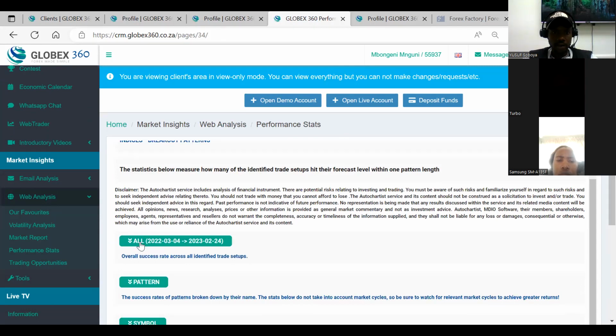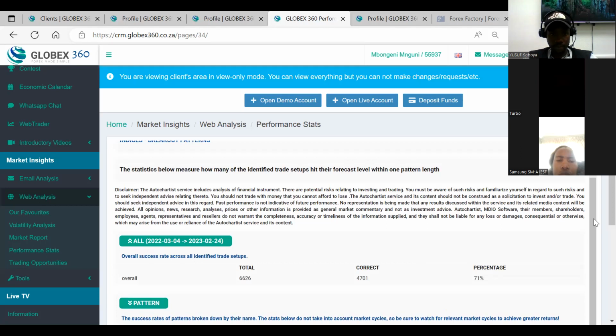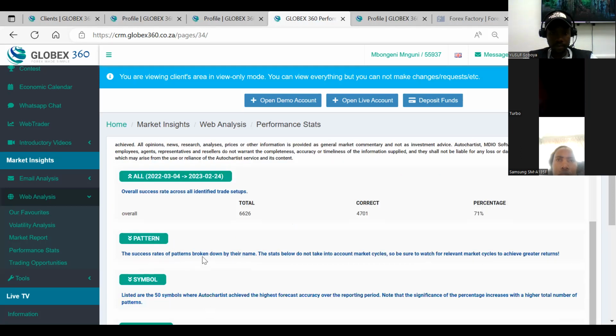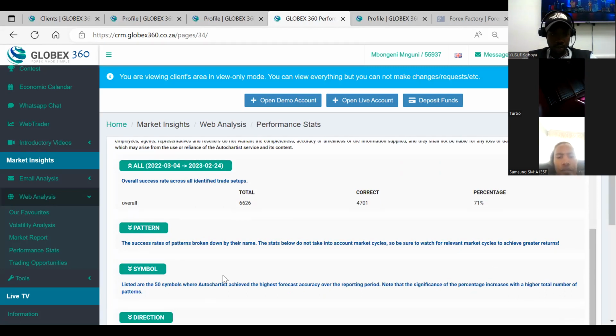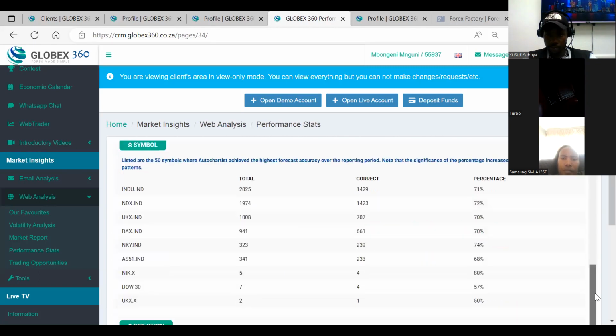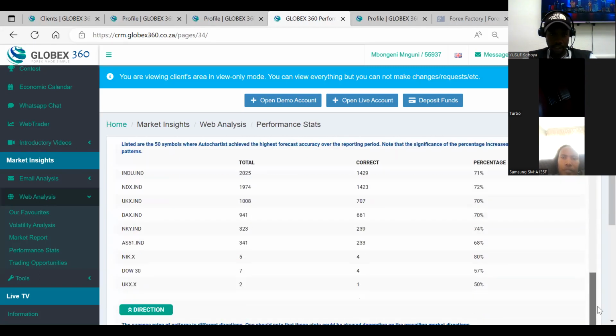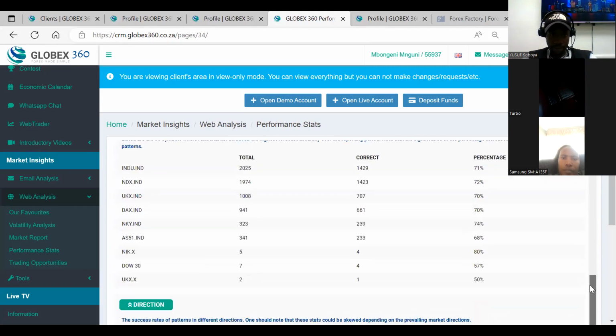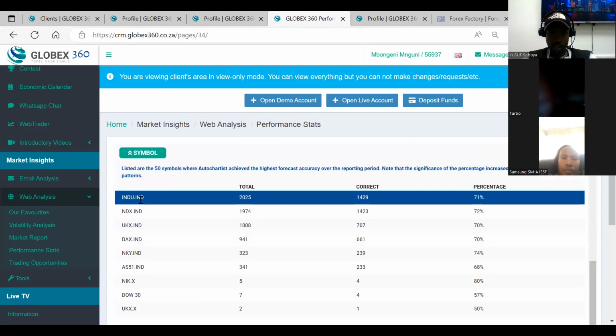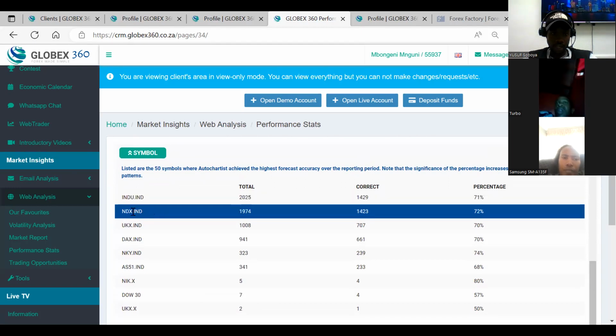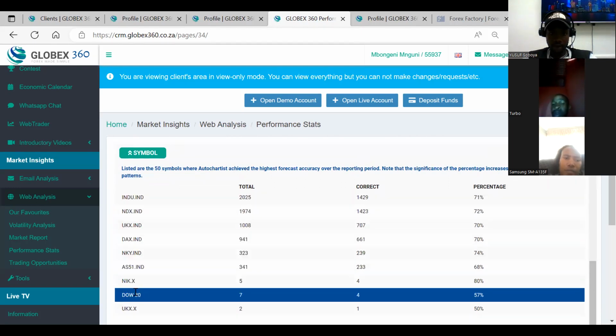Here's the disclaimer. Okay. So this is the successful rate of the pattern, broken down by name. The stats below do not take into account fees. So direction, symbol. Okay, so direction and symbols. Here are the symbols, so it gives you the type of instrument: NDU, NDX, let's say Dow Jones.